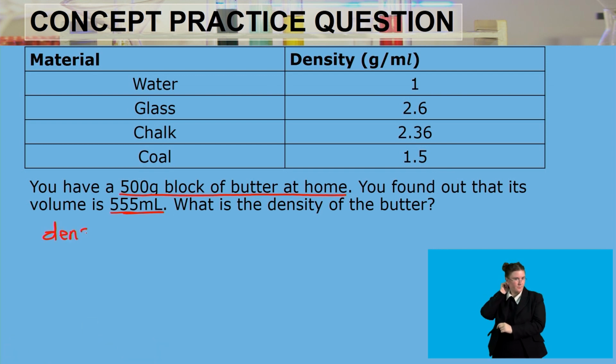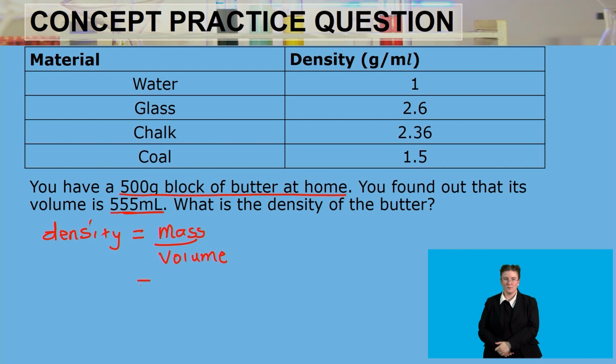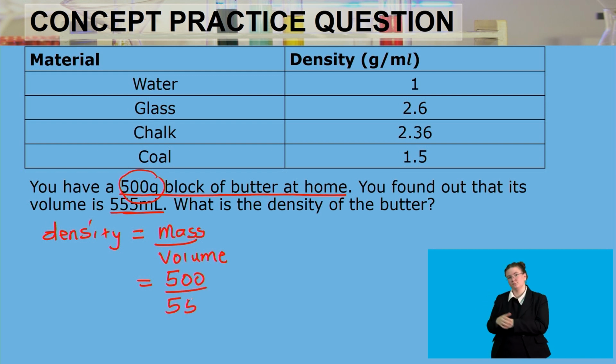So density is equal to mass over the volume. What are we given? We're given the mass of this block of butter being 500 grams, and we're also given the volume of this particular substance to be 555 milliliters. So a simple substitution, we are going to say this is 500 divided by 555, because the mass is 500 and then the volume is 555.